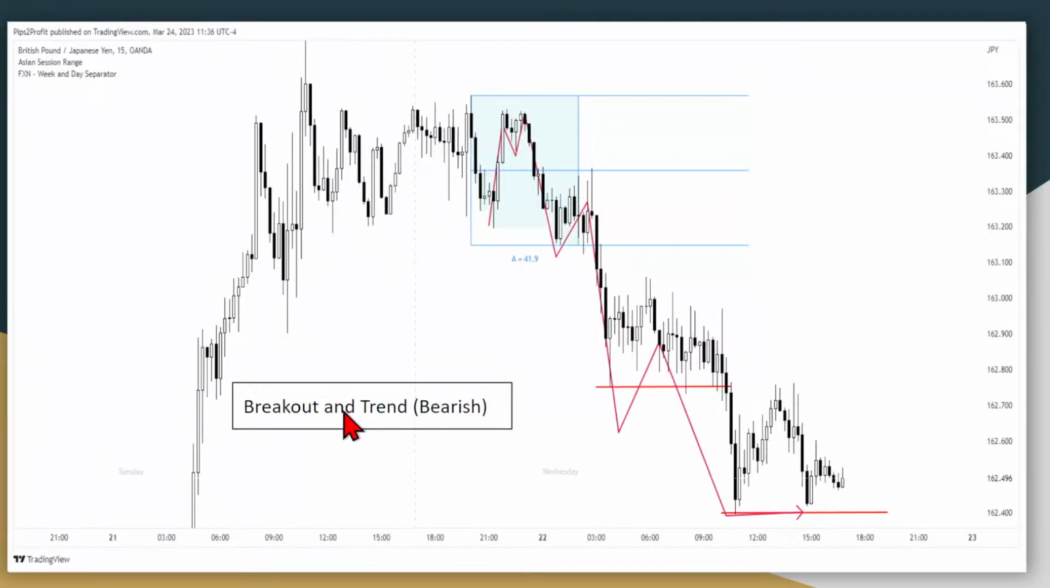And then we have breakout and trend, the bearish model. We have an M at the high of the day, and then 3 levels down.